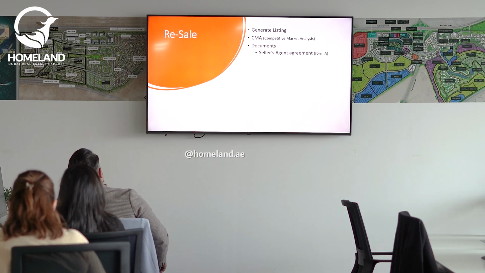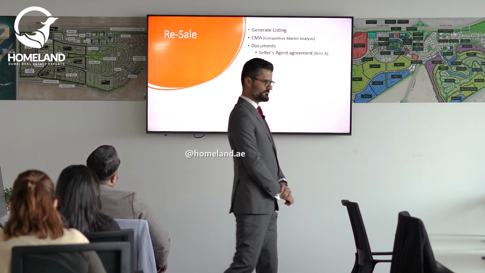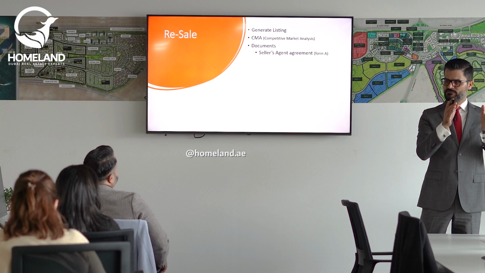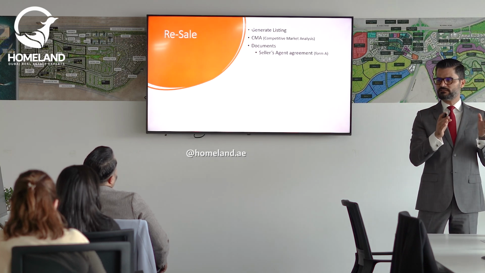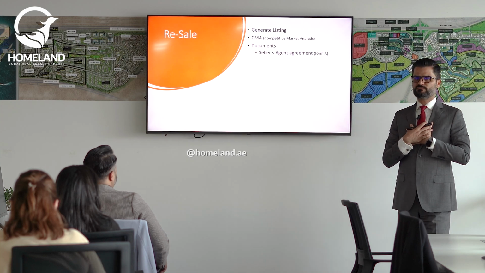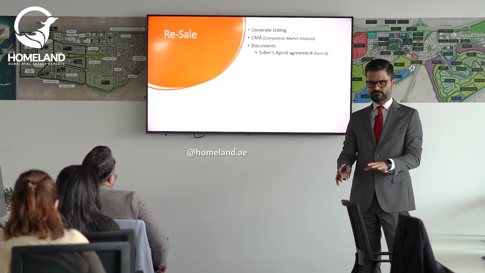When you get the documents, you will generate a seller's agent agreement, which is Form A. It's a one-page contract, details of the property, details of the agent, details of the owner. Means the owner is saying that I have no objection for my property to be listed at this price by this agent.